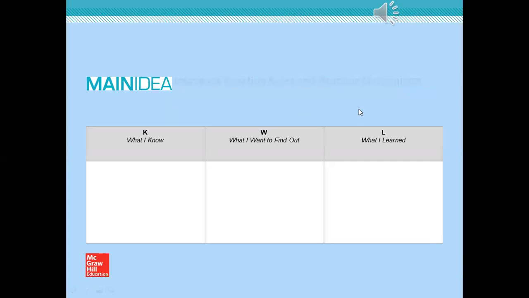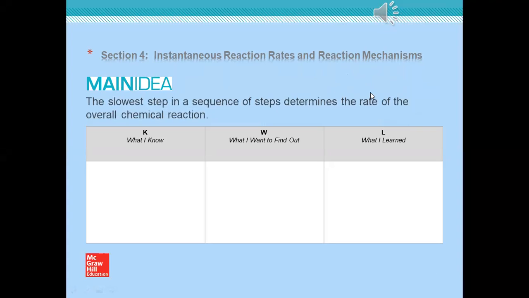Now, inshallah, we are going to complete the previous sessions that we started before, which is called instantaneous reaction rates and reaction mechanism. Section 4, Instantaneous Reaction Rates and Reaction Mechanisms. The slowest step in a sequence of steps determines the rate of the overall chemical reaction.